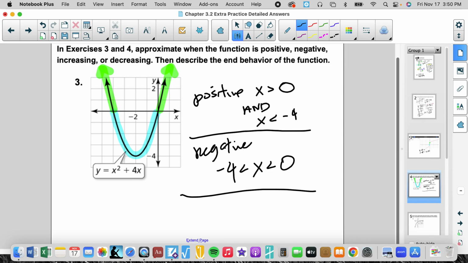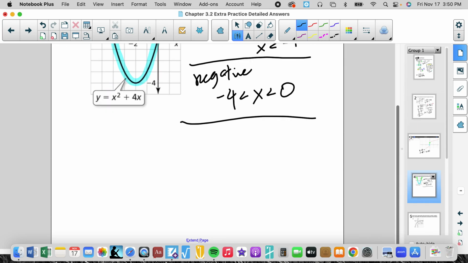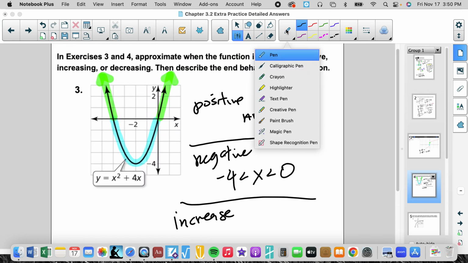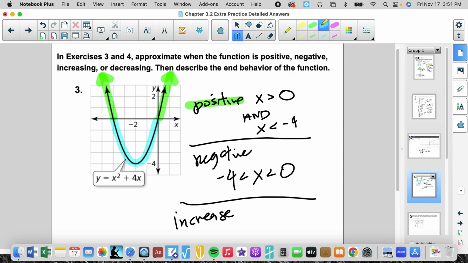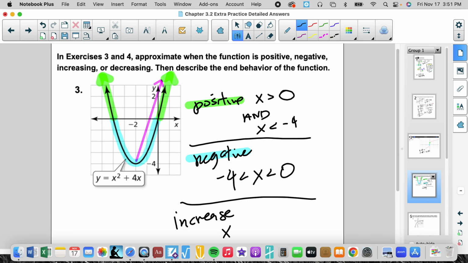All right, the next question says, when is it positive, when is it negative, when is it increasing or decreasing? Okay, increasing, oh, let's do these colors too. So positive, let's use this for negative. When is it increasing? So it's going to be increasing at this juncture. Notice this graph is increasing after x is greater than negative 2. So it increases when x is greater than negative 2, and it is decreasing.